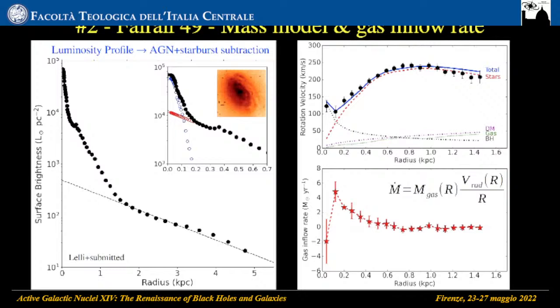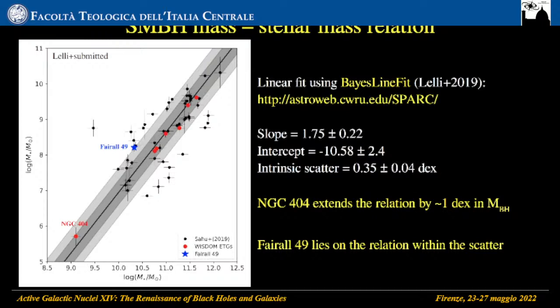Finally, we can look at the black hole mass-stellar mass relation. This is, of course, the final goal of the WISDOM survey. This is just a preliminary investigation. The black dots are data from Sao et al. from the literature, mostly using ionized gas kinematics and stellar kinematics.